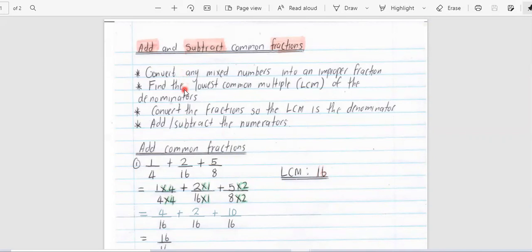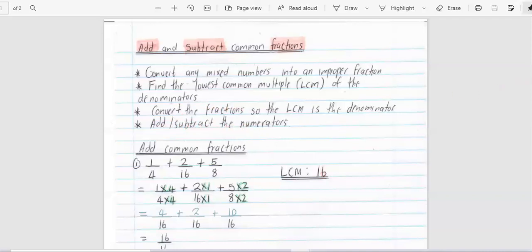Then secondly, it is very crucial for you to find the lowest common multiple, especially if you are adding and subtracting fractions. So always find your lowest common multiple, also known as your LCM. Then next up, use that LCM to make the denominators the same, or make that LCM your denominator. In that case, you'll have the same denominator and add and subtract only your numerators.